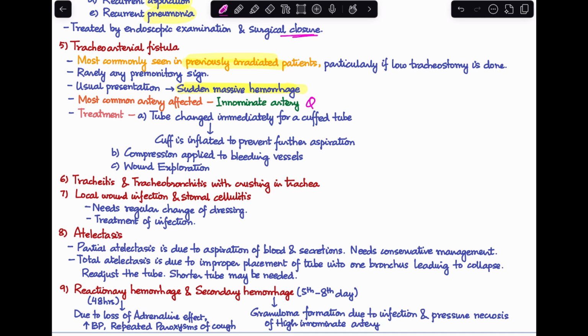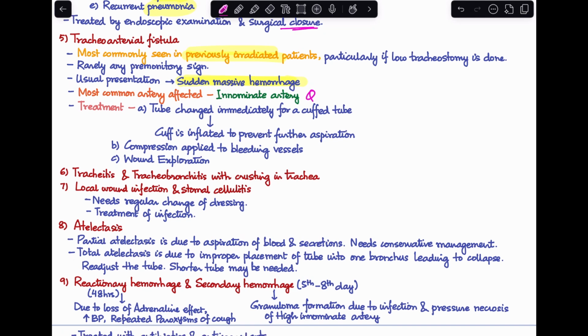How do we treat this? We have to change the tube immediately for a cuffed tube and then inflate the cuff to prevent further aspiration. Second, we apply compression to the bleeding vessels. And lastly, we explore the wound and close the fistula. So, that is about our tracheoarterial fistula.